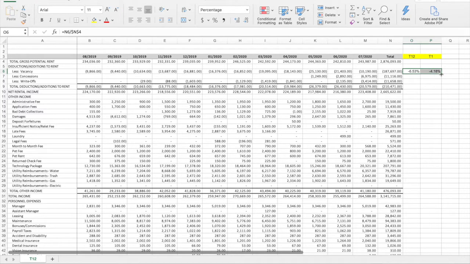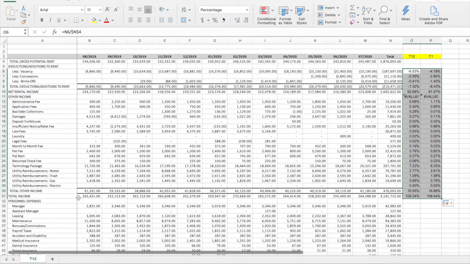And then we're going to select these and just drag them down over total income. And so we can delete the cells that are empty. And there we go. This is a really easy, simple way to get a quick look at how this property is performing. So you can see what other income items are as a percentage of total gross potential rent. And then also, these are really important percentages right here. You can see the vacancies, concessions, and write-offs as a percentage of total gross potential rent, or GPR.